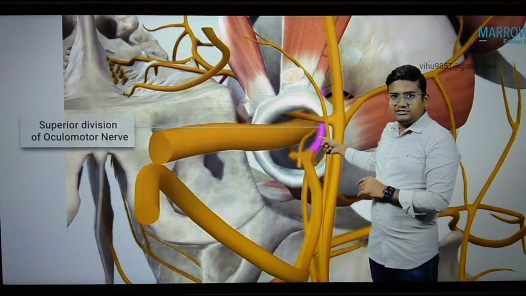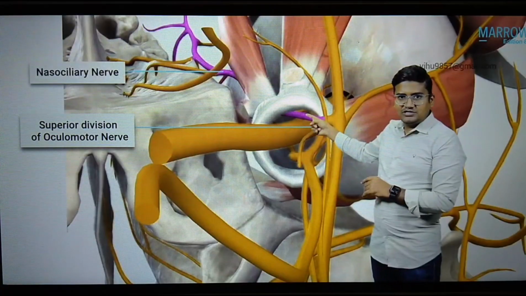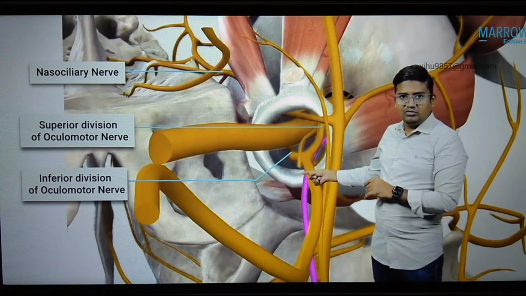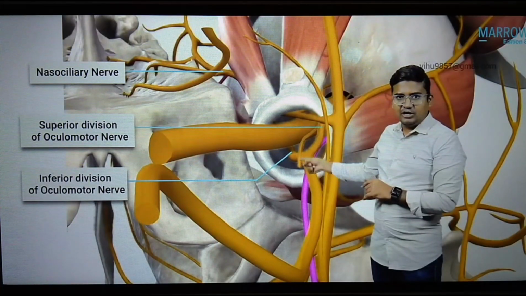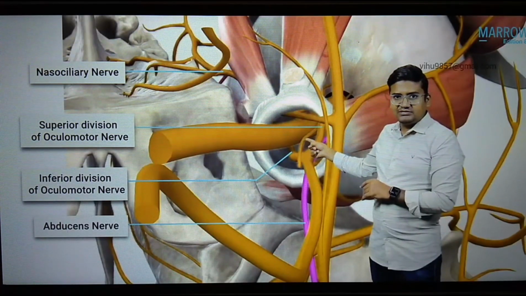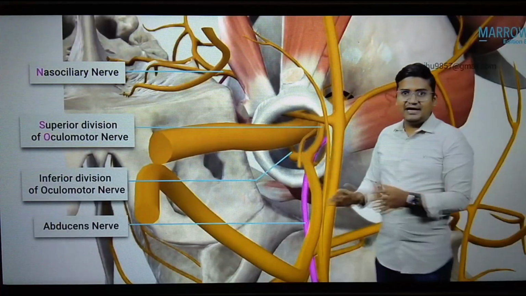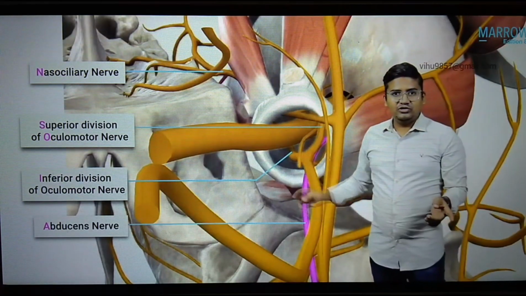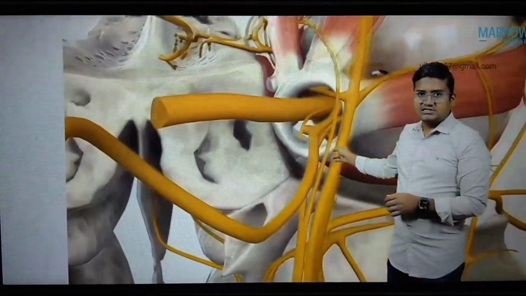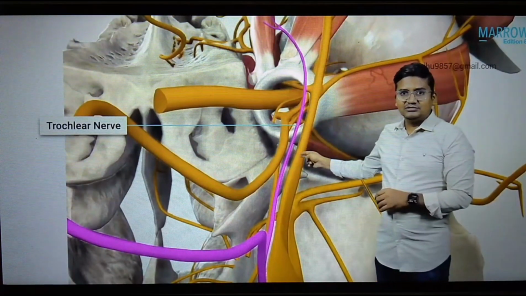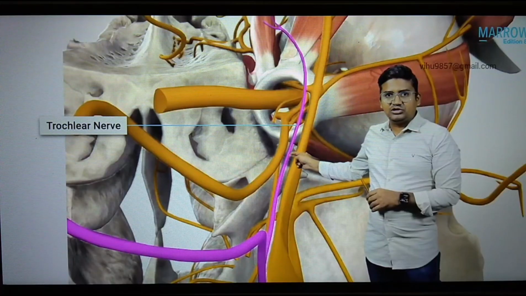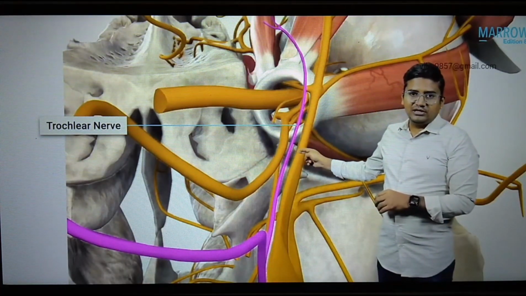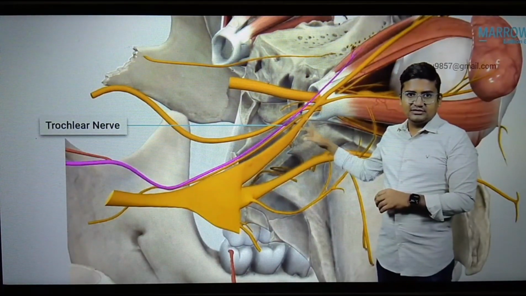So this is the superior division of oculomotor, above the nasociliary. This is the inferior division of oculomotor. And we are seeing one more nerve entering there, our abducent nerve. So SONIA is the mnemonic. Now we're going to see this nerve, our trochlear nerve. See, the trochlear nerve is not passing through the common tendinous ring. It is passing through the supralateral compartment of the superior orbital fissure. That's the trochlear nerve.